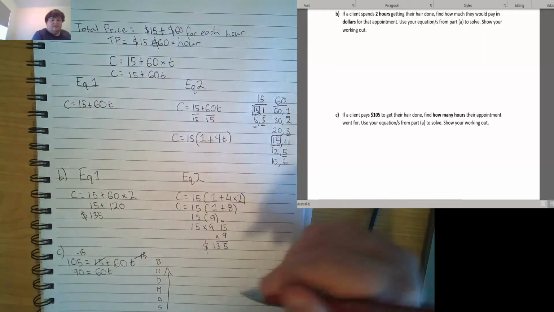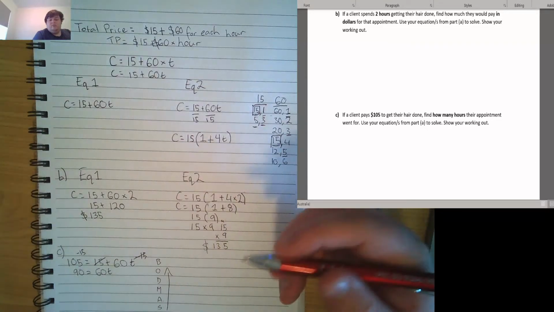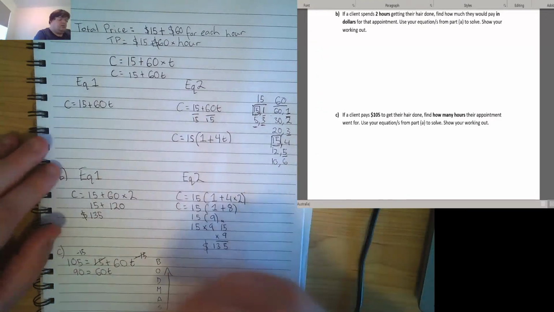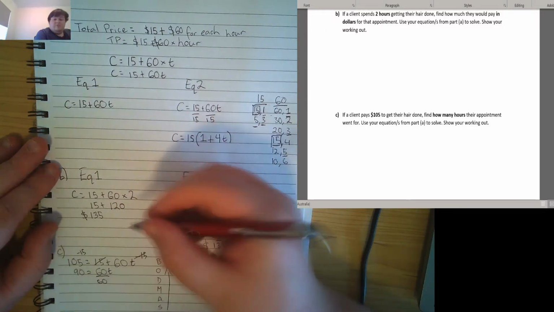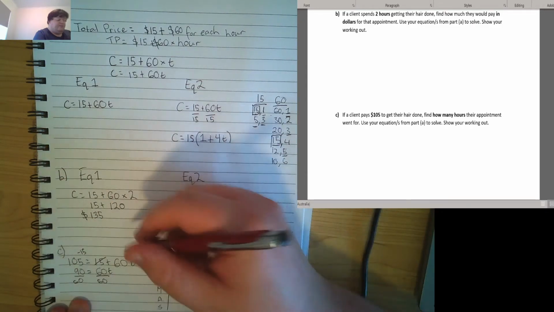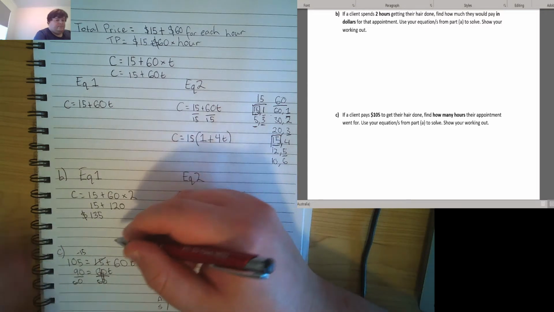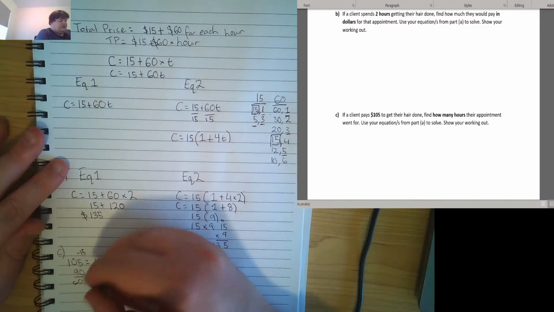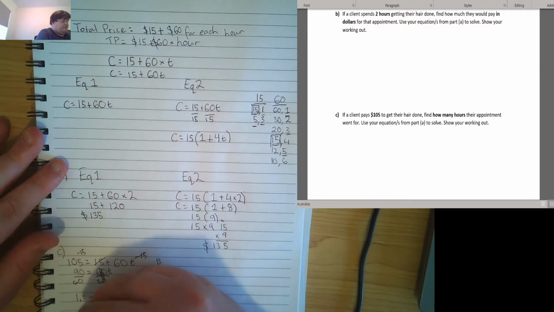So 60 times t. We need to undo that step. And how do you undo timesing something by 60? We do the opposite. We're going to divide by 60. But remember, both sides have to remain equal, so we will divide both sides by 60, which will get rid of that entirely. And it will give us 90 divided by 60, which is 1.5 equals t, which means they were there for 1.5 hours.